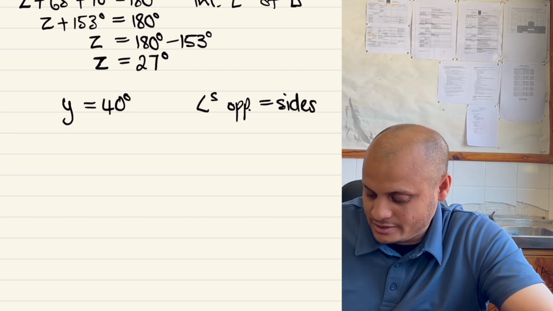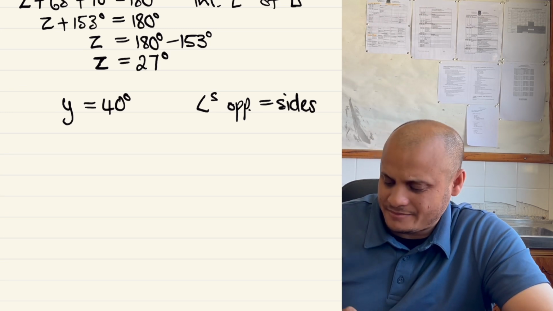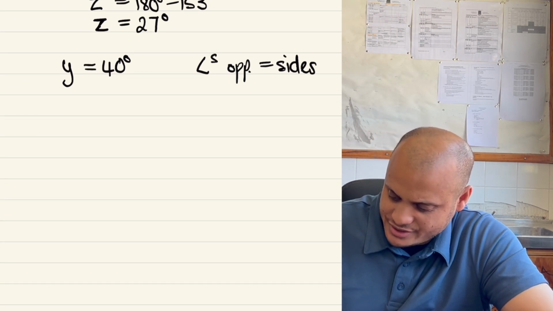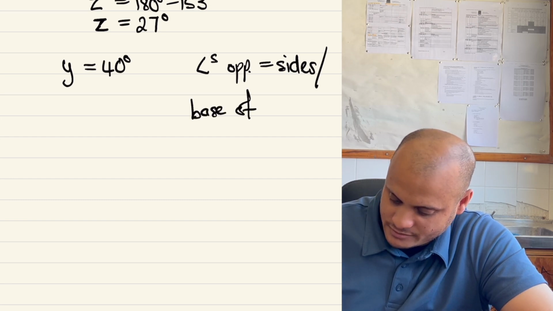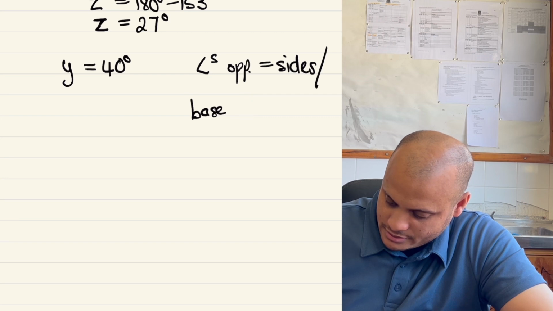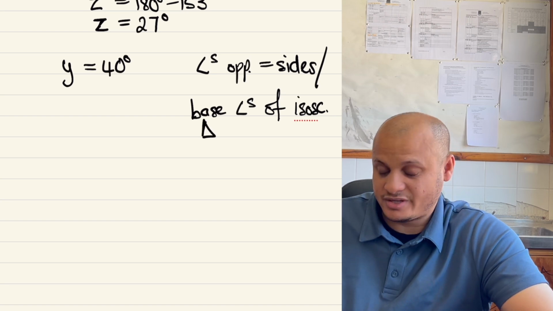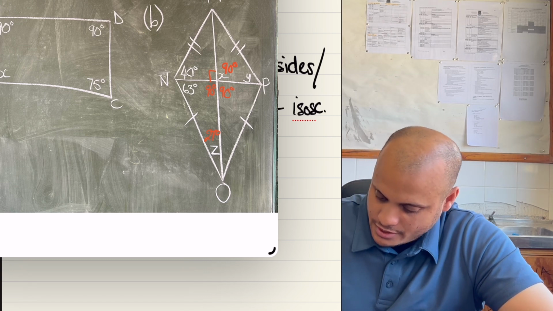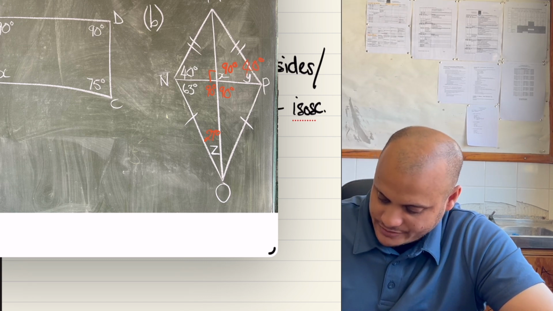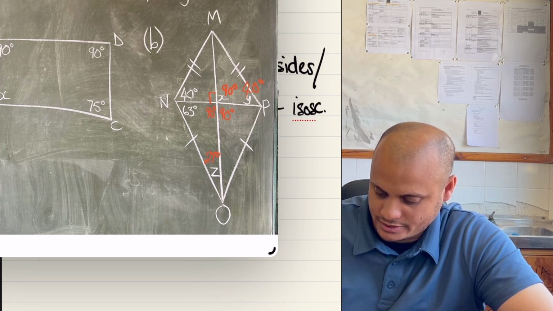Some of you say or use the reason base angles of isosceles triangle. That is also accepted. So you can, I'll just add that here. Base angles of isosceles triangle. That would also be accepted. So there we go. We've got Y equal to 40 degrees, and we have found the value of all the unknown angles for question 1b.